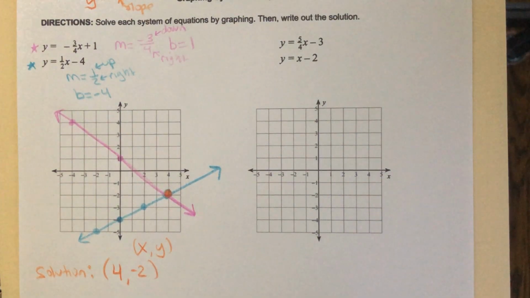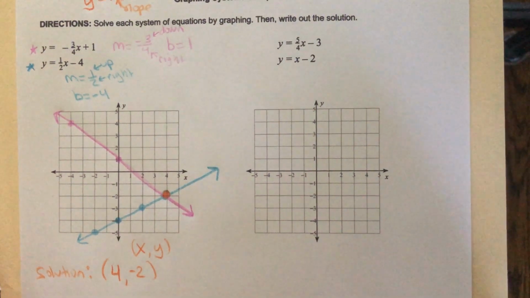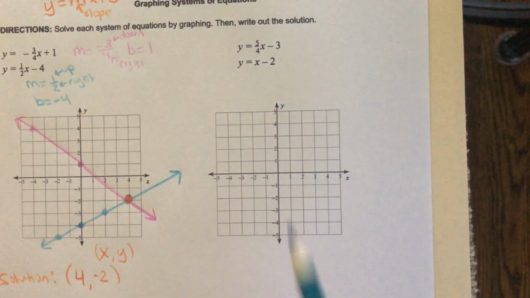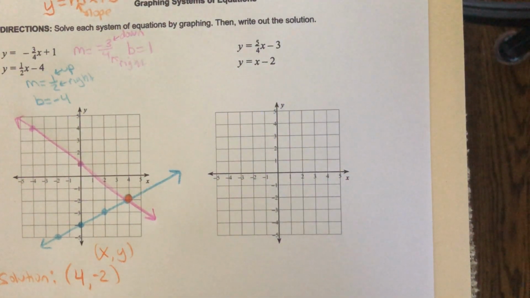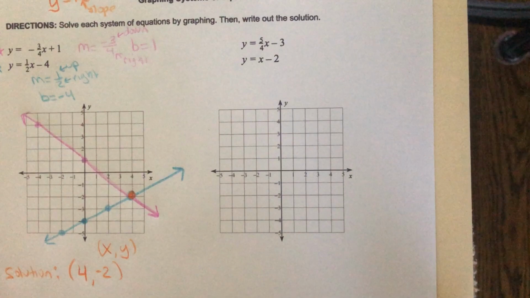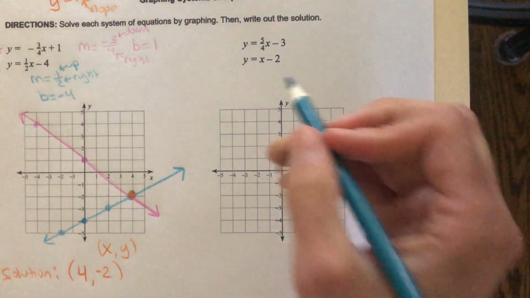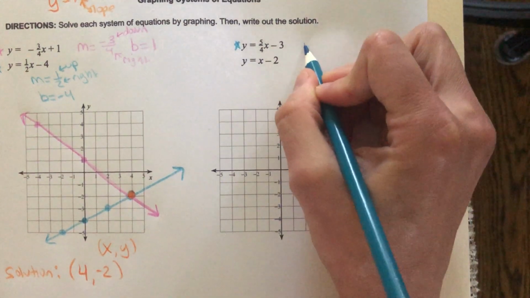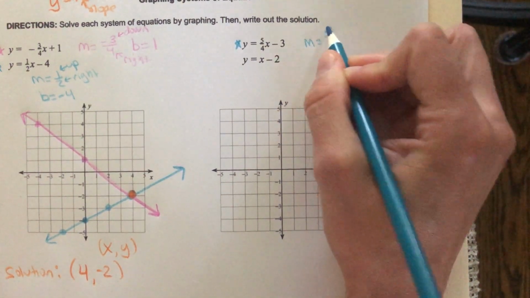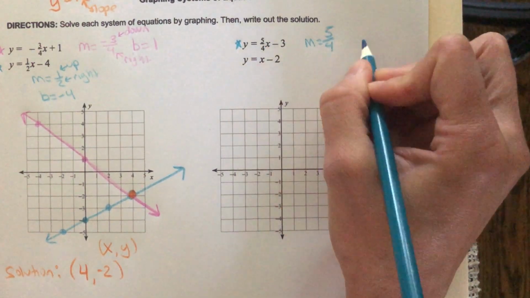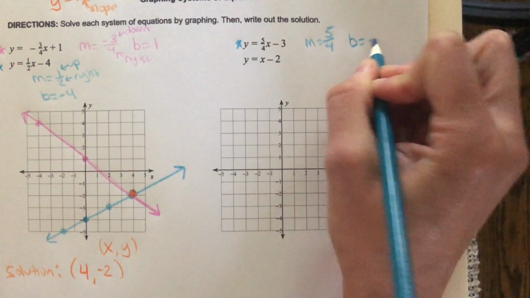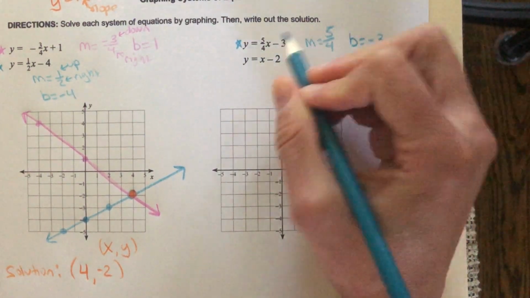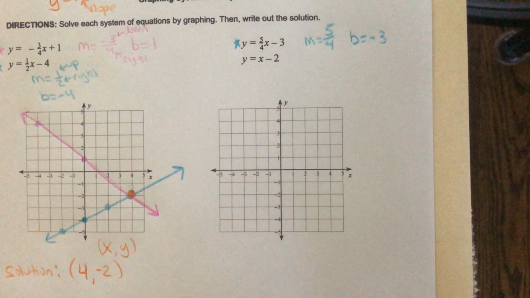We're going to try another example together. This time we're going to graph these 2 equations. First, I'm going to check to see that they are written in slope-intercept form, and they are. My first line, I will graph in blue this time. My slope would be 5 over 4 since that's next to x. My y-intercept is negative 3 since that's right at the end of the equation with no variable right next to it.